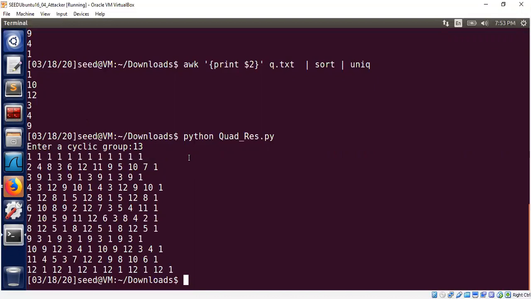The information leakage part is really interesting, actually. It turned out that if Eve computes something called quadratic residue, she can figure out whether the private key of Alice or Bob is actually an even number or not. So essentially, she can learn the least significant bit of the private number.